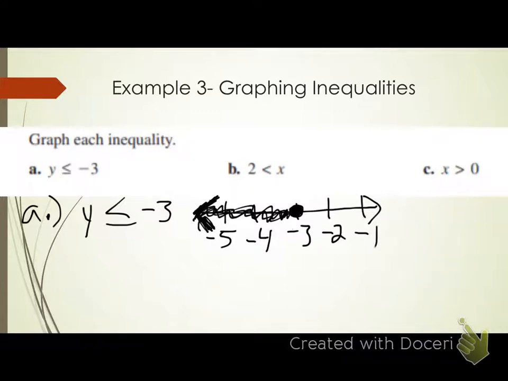Do we just make our arrow darker? I want you to shade it. That way I can for sure tell which way you're shading. Okay? Any questions on letter A?